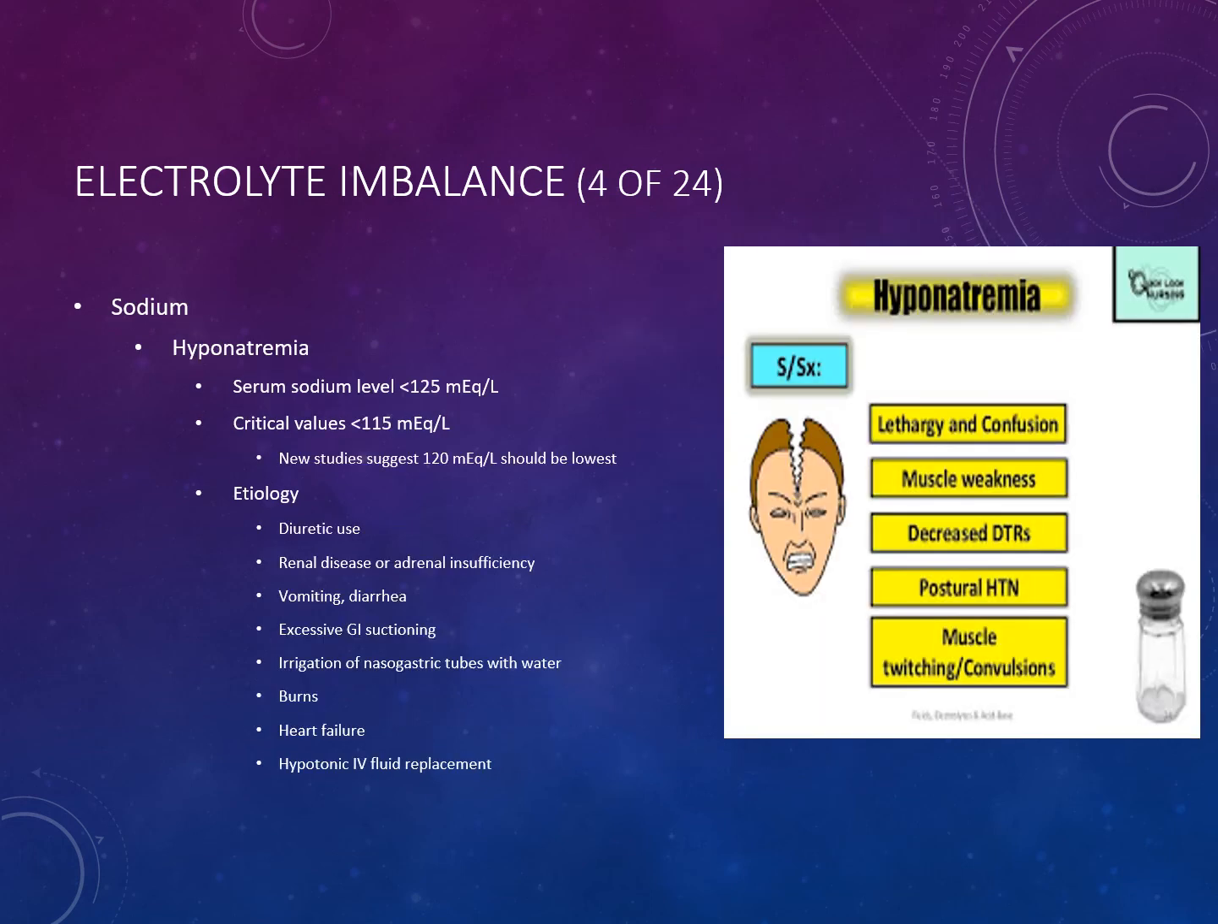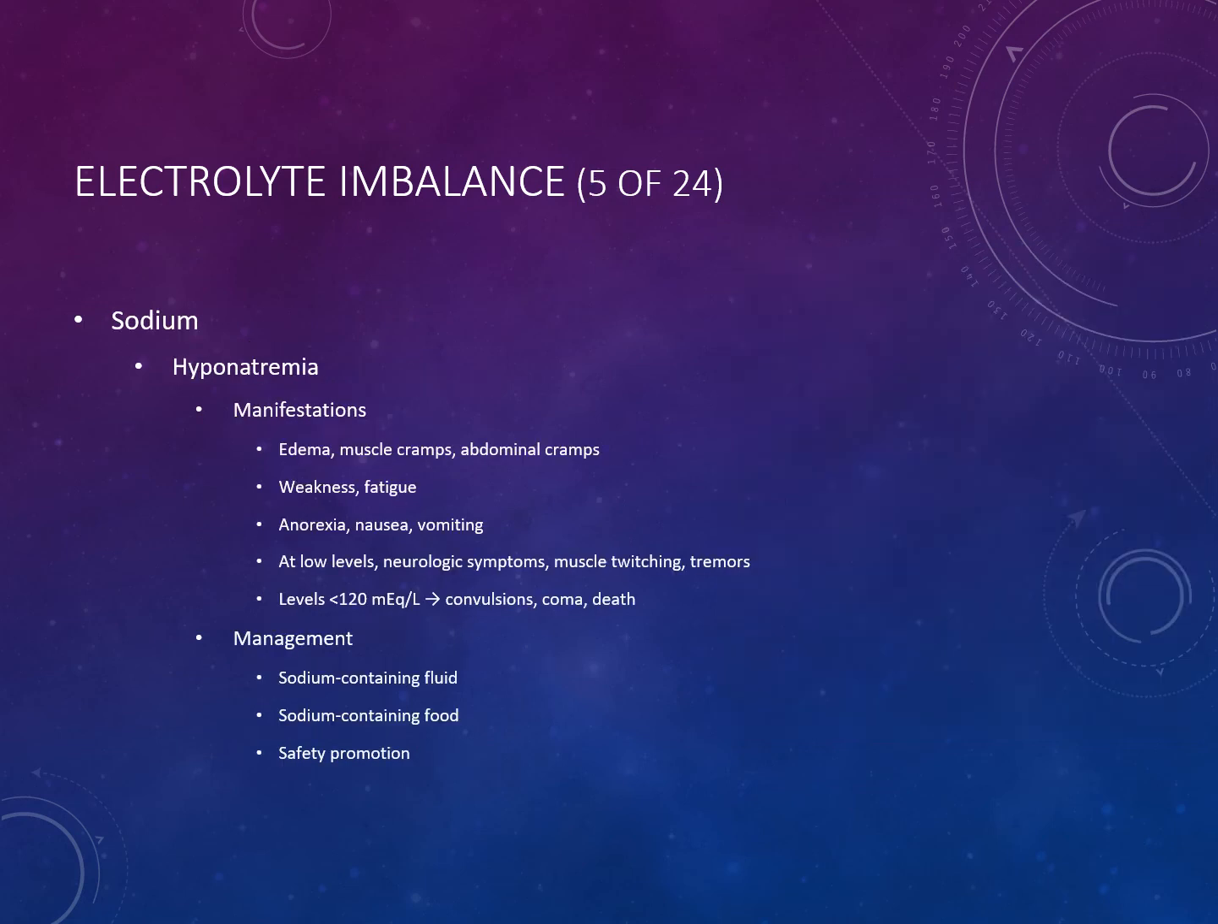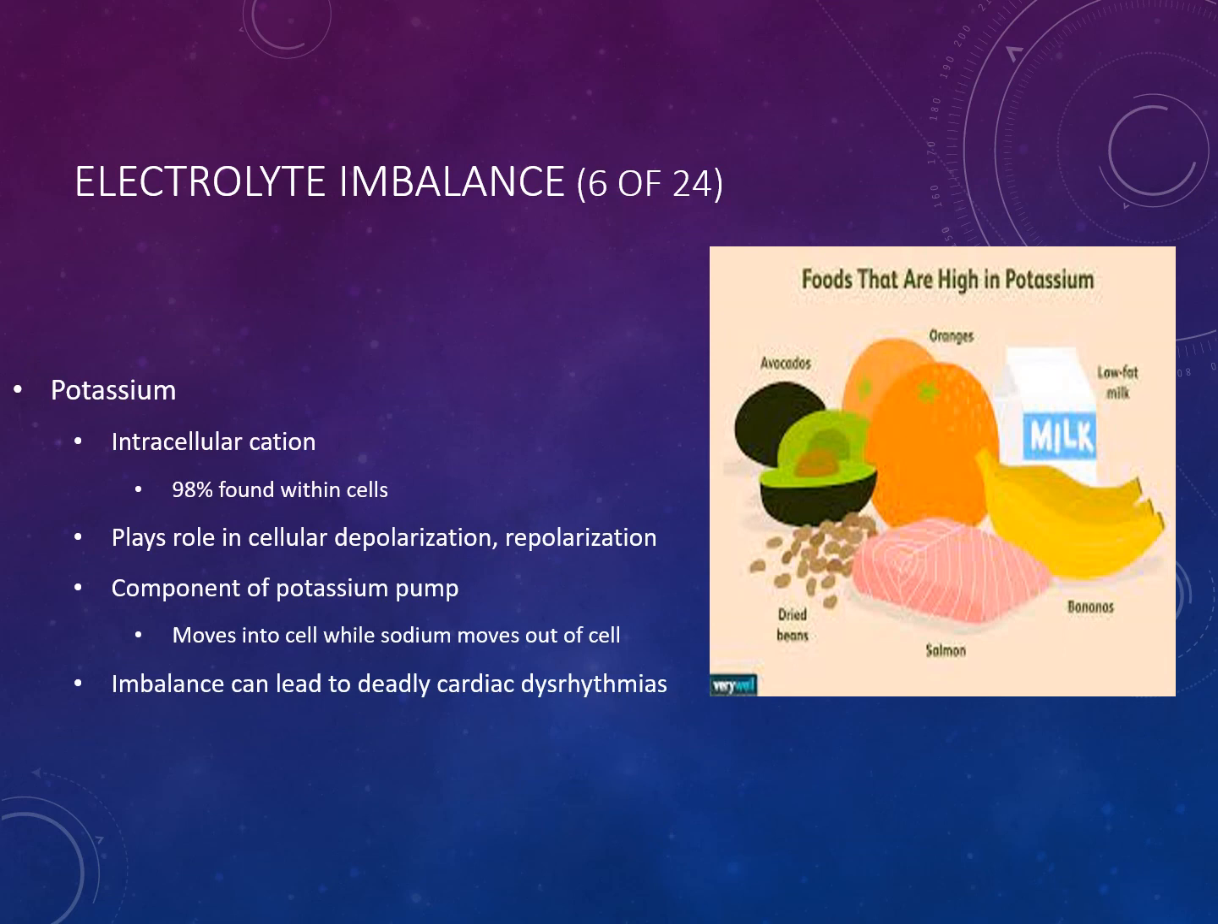Hyponatremia, change in mental status. And remember, with sodium, you're vomiting, diarrhea, NG suction, and you may see changes in mental status and changes in blood pressure. Hyponatremia manifestations: weakness, fatigue, muscle cramps, abdominal cramps, and with levels less than 120, convulsions, coma, and death. We want to manage that with the fluids that will reverse that.